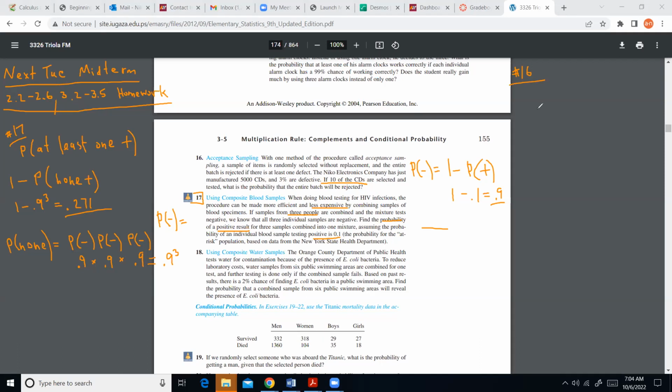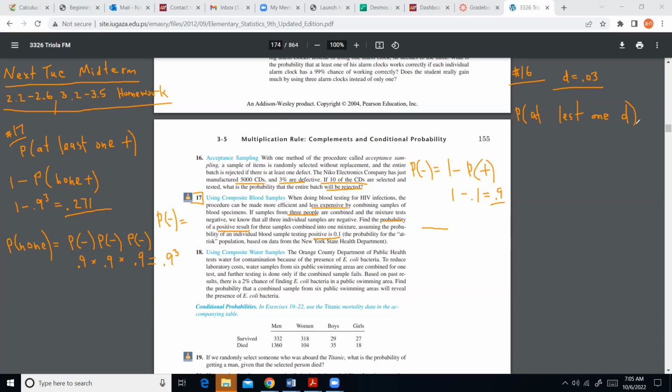So in problem number 16, they say there is a batch of 5,000 CDs, and they have 3% defectives. So the proportion of defectives is 0.03. And they say they test 10, and what's the chance that the batch will be rejected? So the probability of rejection is the same as if you had at least one defect.